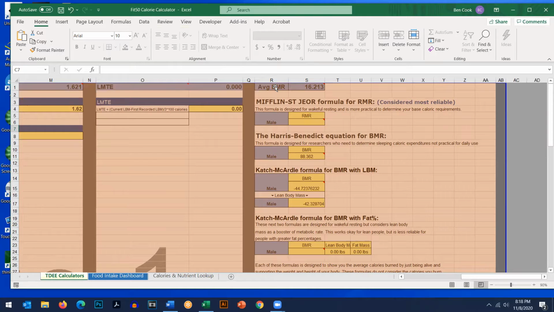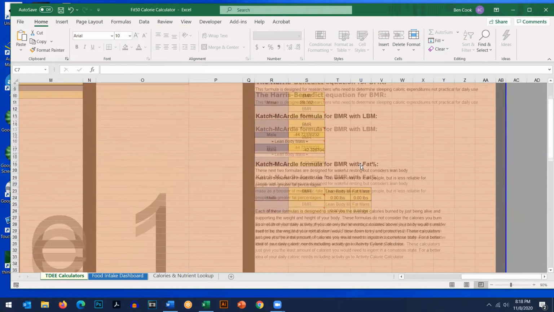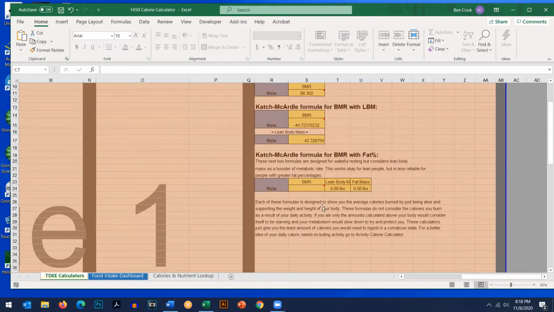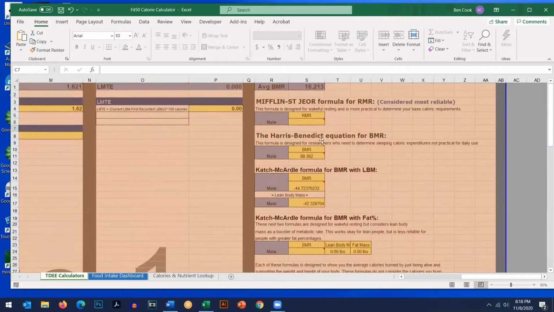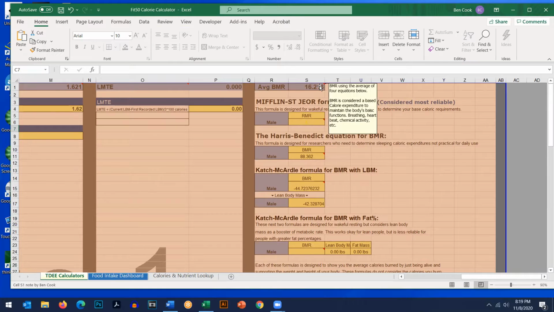This is basal metabolic rate. And the most common formulas, I've put them all right here. Mifflin St. Jeor is considered to be the most reliable, but I've also included Harris-Benedict and Katch-McArdle formulas here, a couple of different ones from Katch-McArdle, one with lean body mass and one with body fat percentage. And you can read through here. Anywhere that there is a red triangle, you can get a pop-up and it'll tell you essentially what's going on here inside the engine, and you can read all that for your educational benefit. And it'll tell you what we're doing.